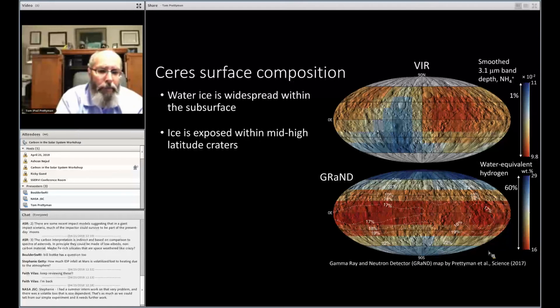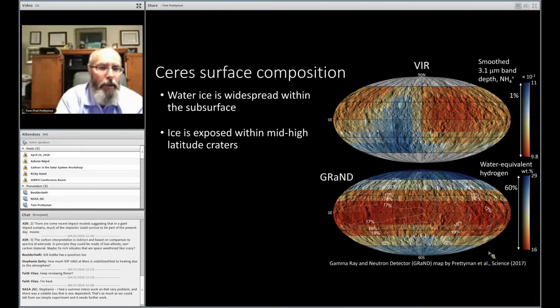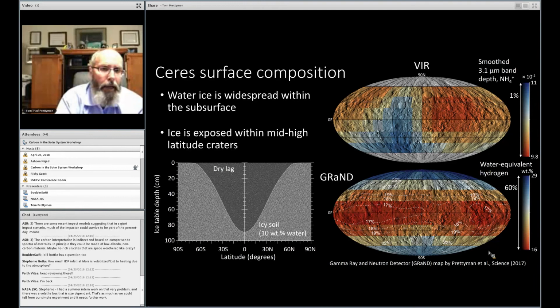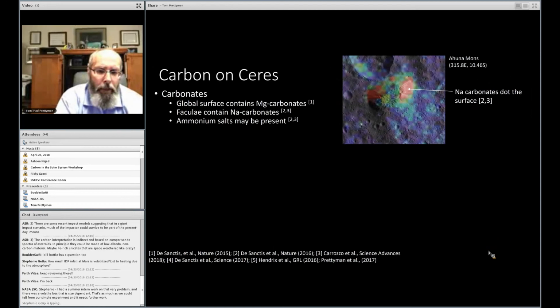And what the GRaND data initially provided for us was a view beneath the optical surface, within the top few decimeters. And you can see the GRaND plot of water equivalent hydrogen below the VIR map of ammonium. And you can see its dynamic range is something like 60%. The range of water equivalent hydrogen on Ceres goes from about 16% near the equator to 29% near the poles. And we take that as evidence for a broad global subsurface ice table, which is anticipated from ice stability models. So what about carbon?